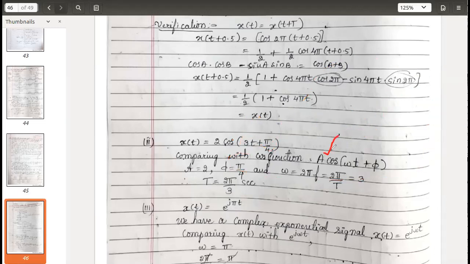Comparing with the standard equation, the amplitude is 2, the phase shift is pi by 4, and omega is equal to 3. Omega equals 3 means 2 pi f equals 3, or 2 pi by T equals 3. So what is capital T? Exchanging 3 and T, you get 2 pi by 3. The time period, the fundamental period of the given signal x of t, is 2 pi by 3 seconds.